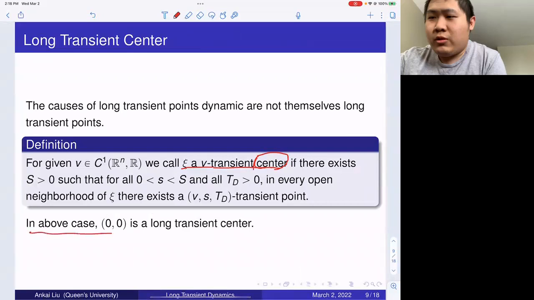So we have this result right there. Hopefully that's enough to show you that this definition successfully captured this 0, 0 right there.